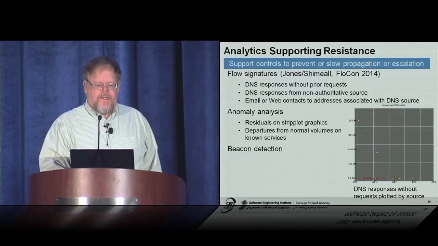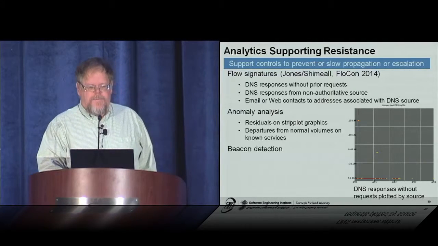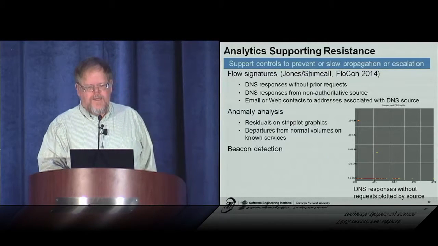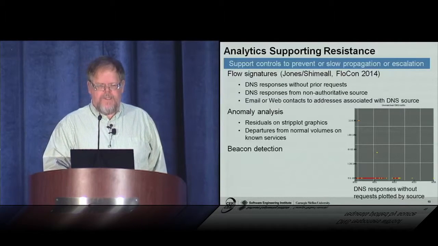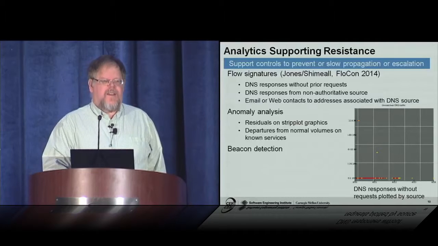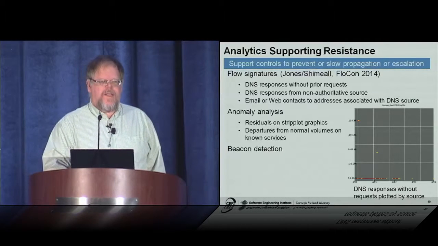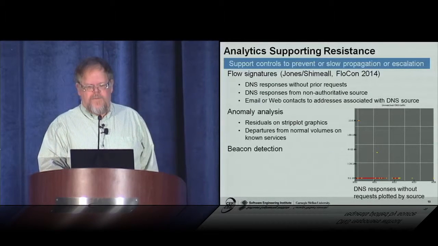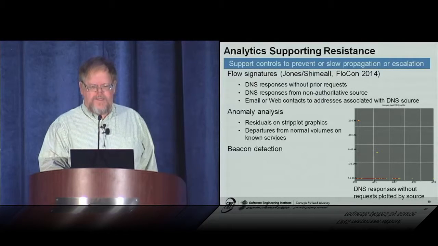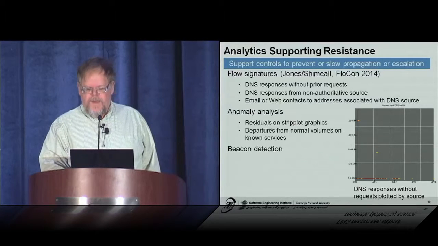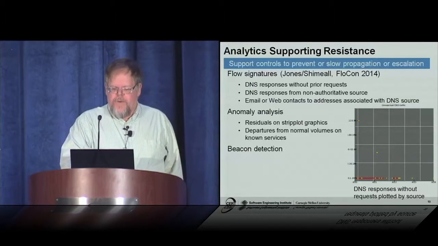The other approach that can be done here is looking at anomaly analysis: look at residuals, particularly on time series analysis, look at departures from normal volumes on known services, look for unusual packet sizes or bytes per packet averages across normal services, and of course beacon detection, and spot the growth of beaconing on the network, because over time the hosts that are beaconing should be relatively stable. If we spot new hosts starting to beacon or beacon in different ways, then that can be an alert that we've got escalation or propagation and need to take more defensive action. And certainly blocking regularly occurring packets can be done.